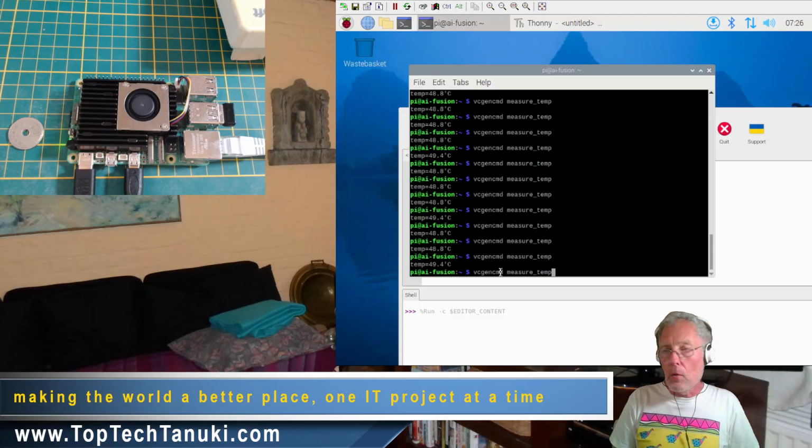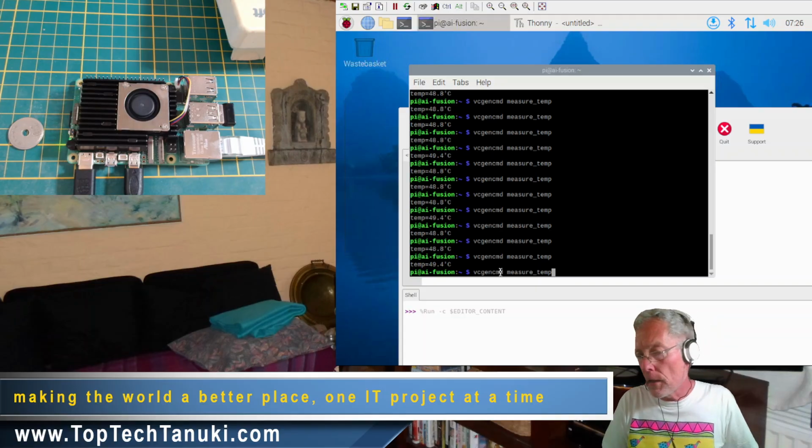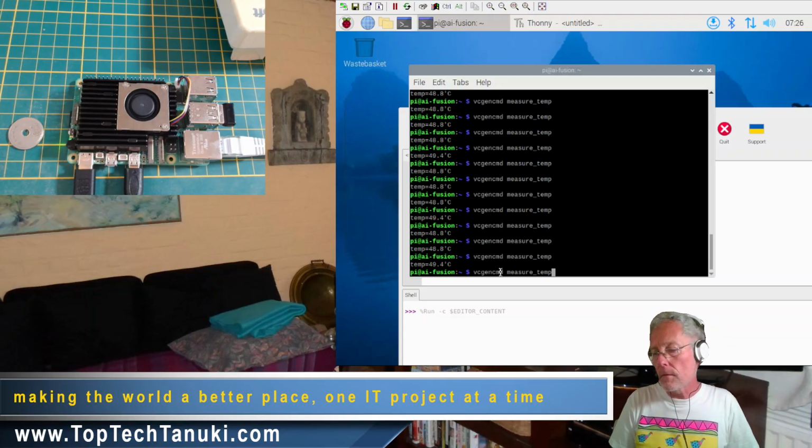I think that below 45 it's considered as safe. We'll have to check the characteristics, but starting at 50 Celsius it starts the fan here. So it's stabilized now, 48, 49.